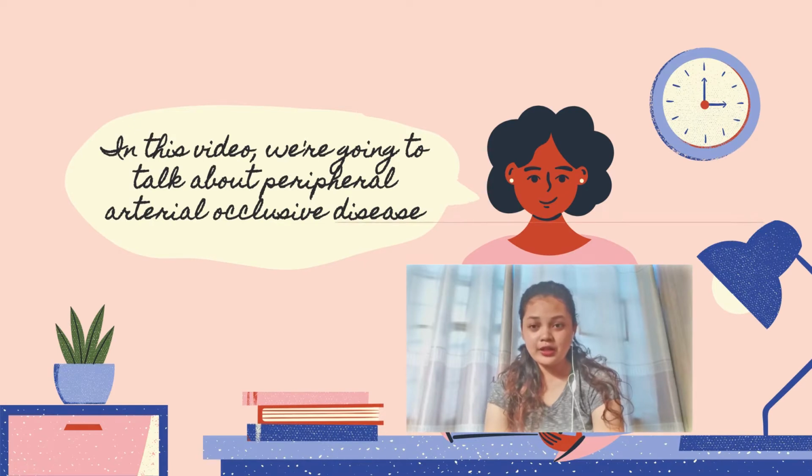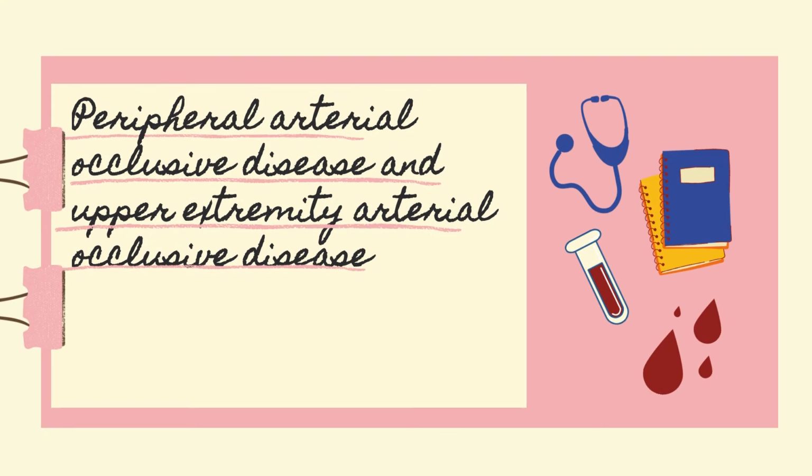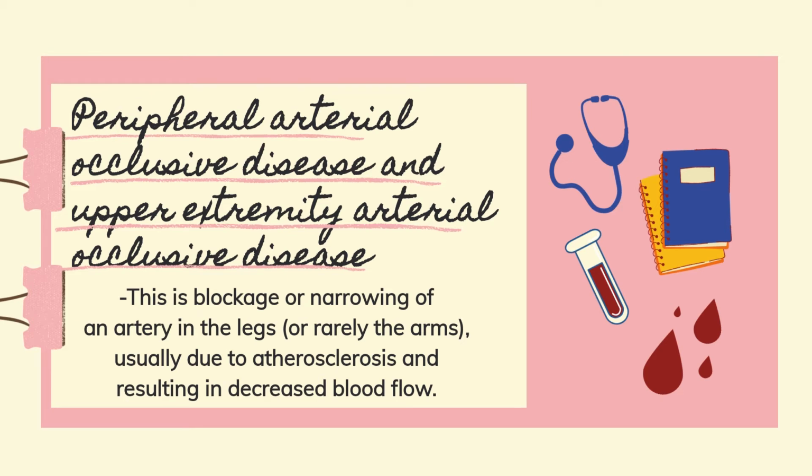Good day everyone! In this video, we're going to talk about peripheral arterial occlusive disease, upper extremity occlusive disease, and thromboangiitis obliterans. The first one is the peripheral arterial occlusive disease and the upper extremity occlusive disease. This is blockage or narrowing of an artery in the legs or rarely in the arms, usually due to atherosclerosis and resulting in decreased blood flow.